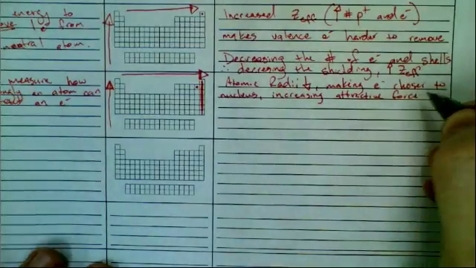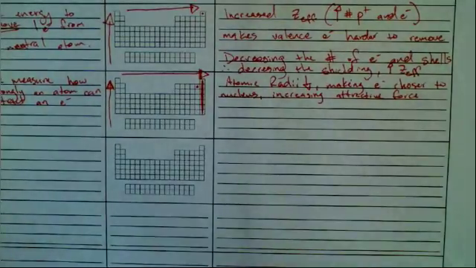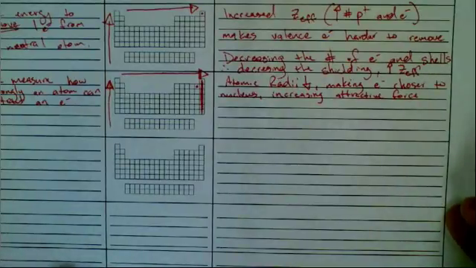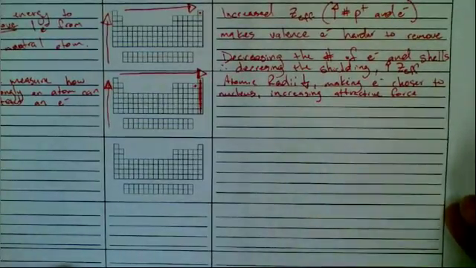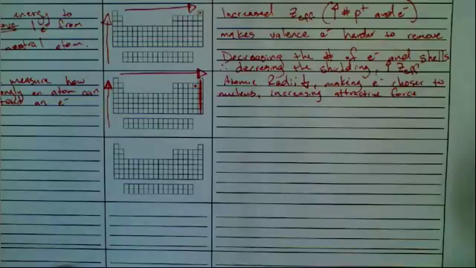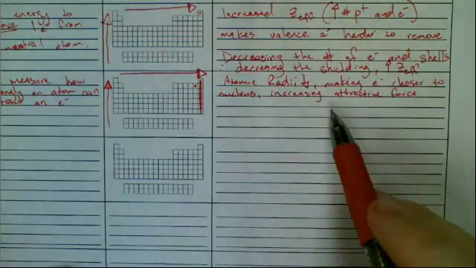Remember, if you decrease the distance between the positive and the negative object or entity, you're going to increase the attractive force, okay? Because there actually is a function based on distance. So if you're seeing the atomic radius go down, you're going to actually increase the hold on these outer electrons.